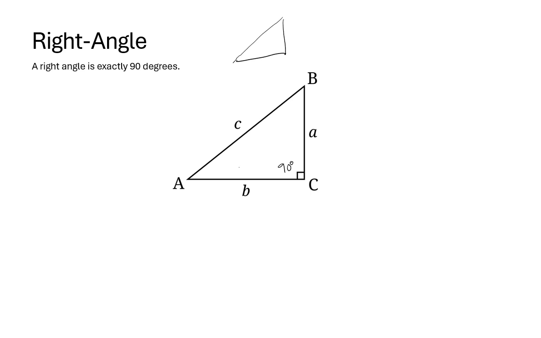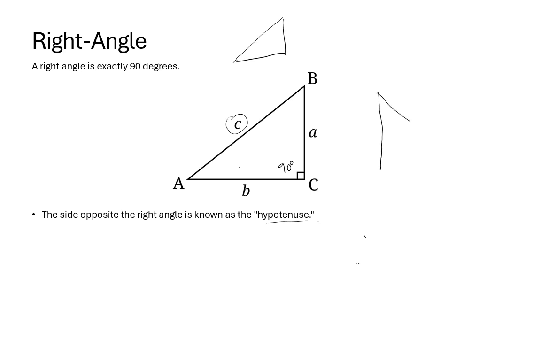If you look at the triangle, it has three sides, A, B, and C. If you look at this right angle triangle, the side opposite the right angle, C, is what we call the hypotenuse. Even if the right angle triangle is oriented like this, and we have 90 degrees here, then this opposite side is what we call the hypotenuse.